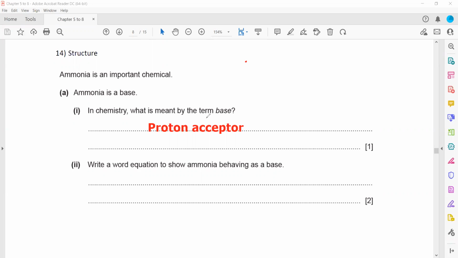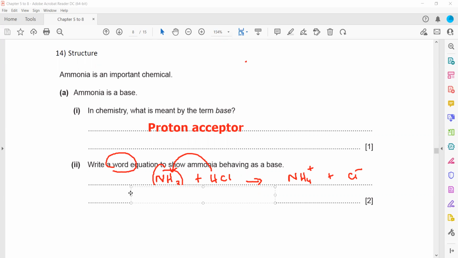For example, we have to write a word equation, but first I'll write a symbolic equation to explain. We have NH3, which is ammonia, and it reacts with HCl. So as a result, what will happen? Ammonia will accept a proton. When it takes a proton, what will it become? It will become an ammonium ion and a chloride ion. So as you can see clearly from this equation, ammonia, NH3, accepts a proton from hydrochloric acid to form an ammonium ion and a chloride ion. So we just write in words that ammonia is accepting a proton. That's why we call ammonia a base.